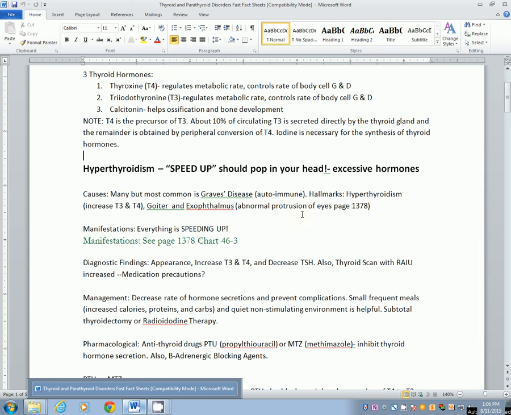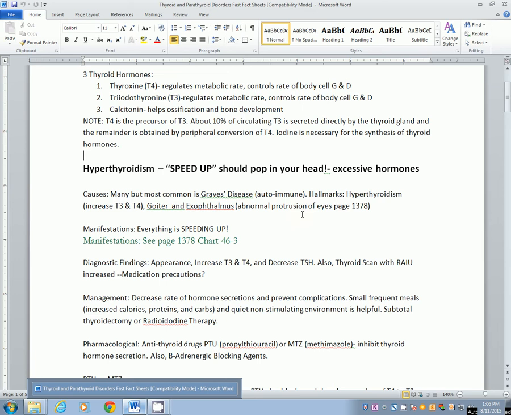There are 3 thyroid hormones: T3, T4, and calcitonin. T4 regulates metabolic rate, and it controls the rate of body cell growth and development. T3 regulates metabolic rate and controls the rate of body cell growth and development. Calcitonin helps ossification and bone development.